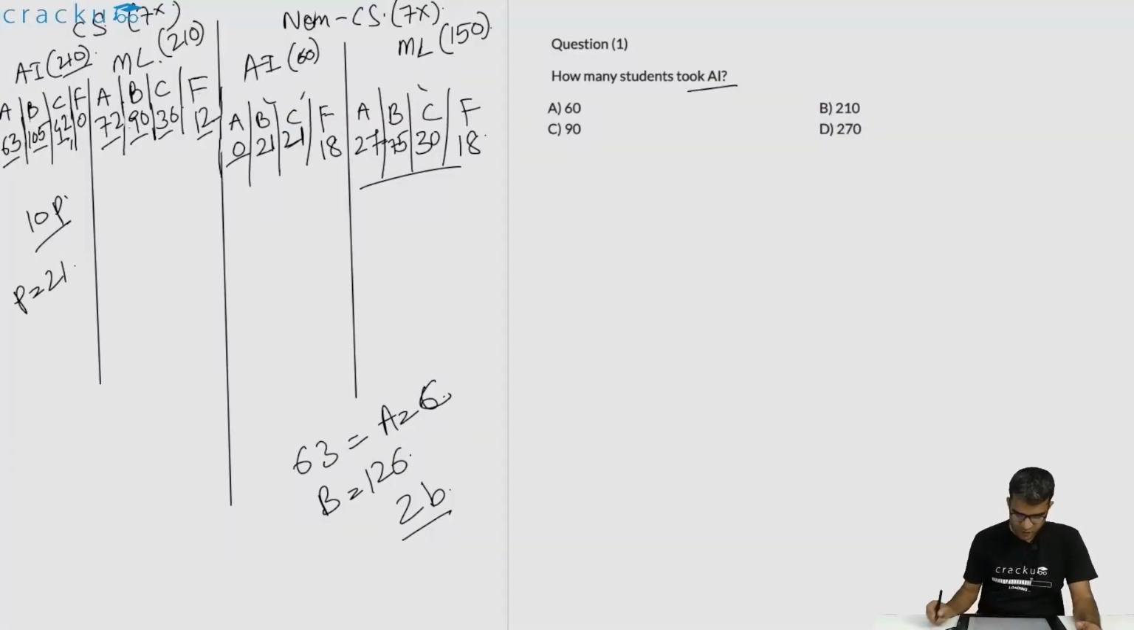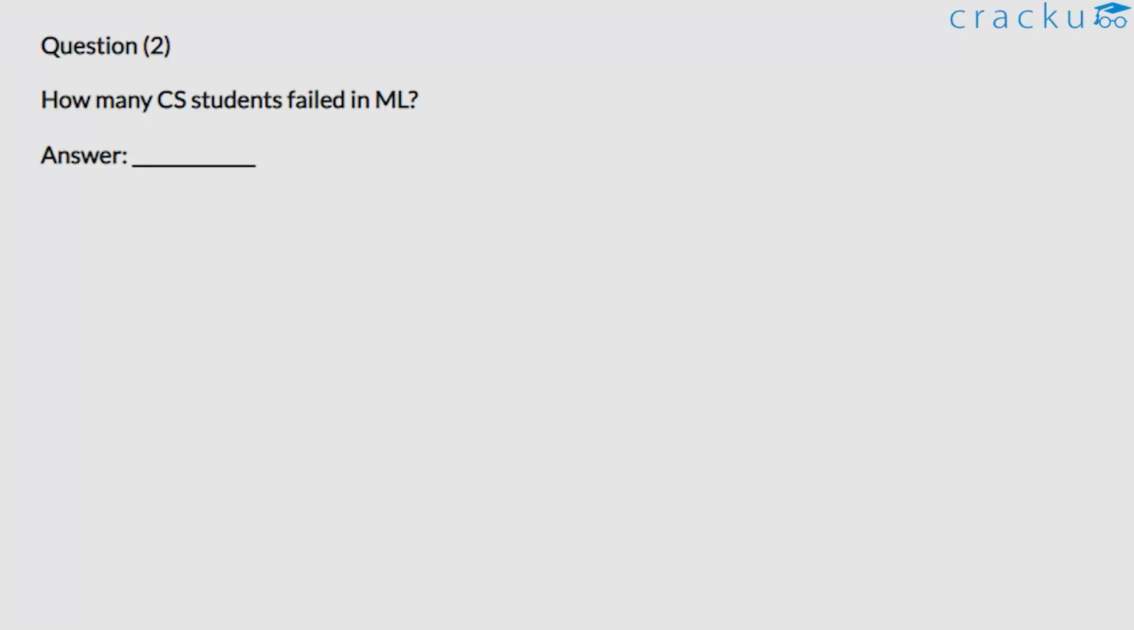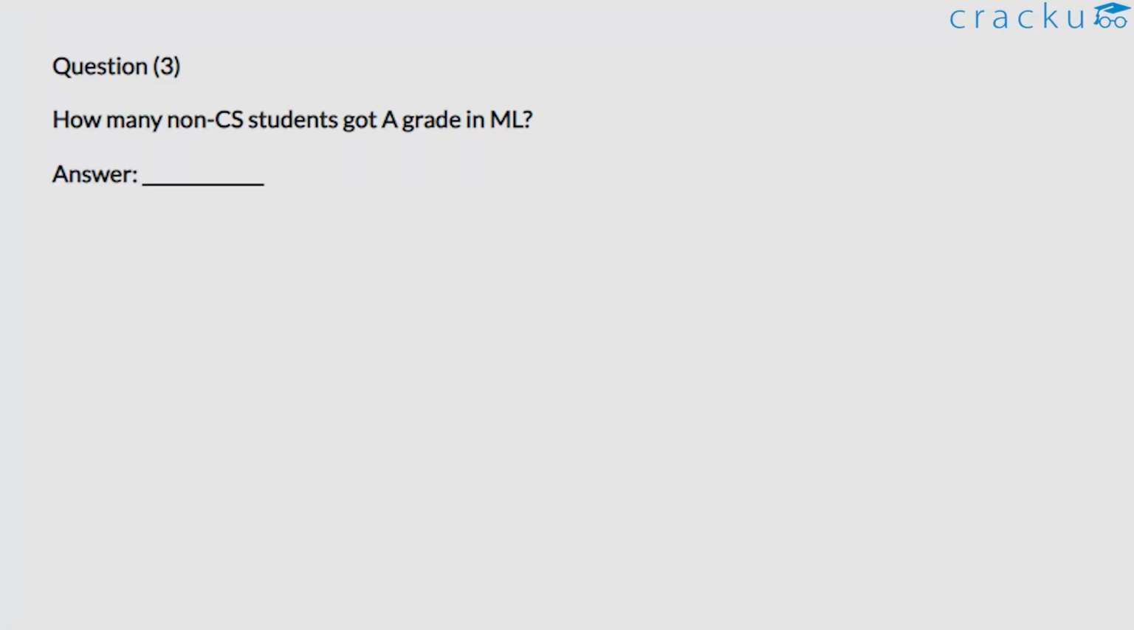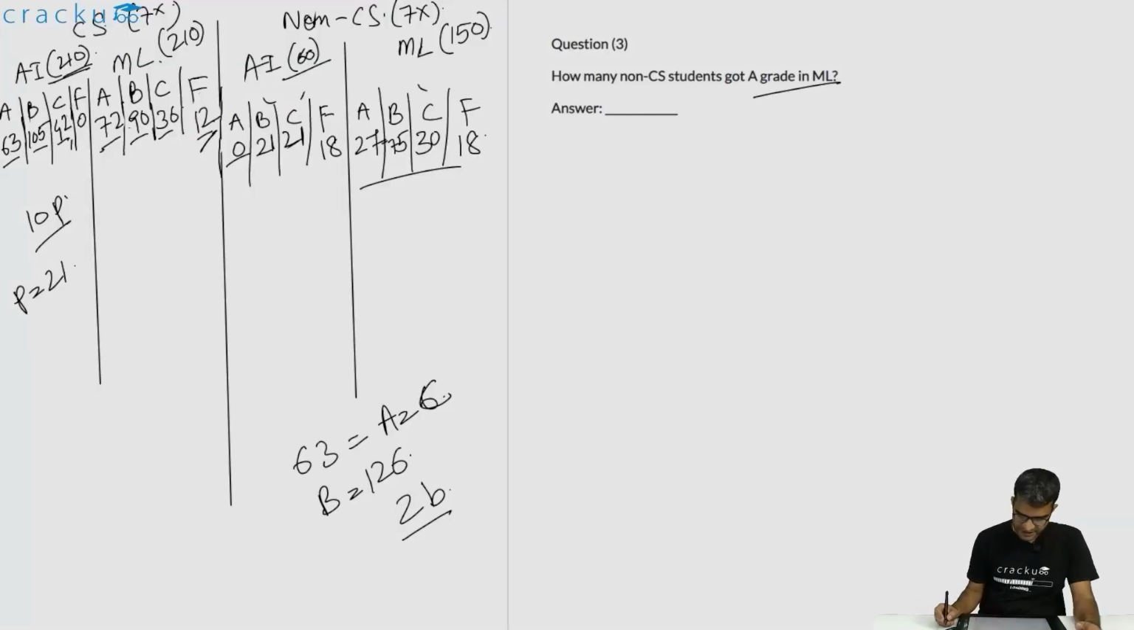How many students took AI? The number of students who took AI is 210 plus 60, which is 270. How many CS students failed in ML? That is equal to 12. How many non-CS students got A grade in ML? That is 27.